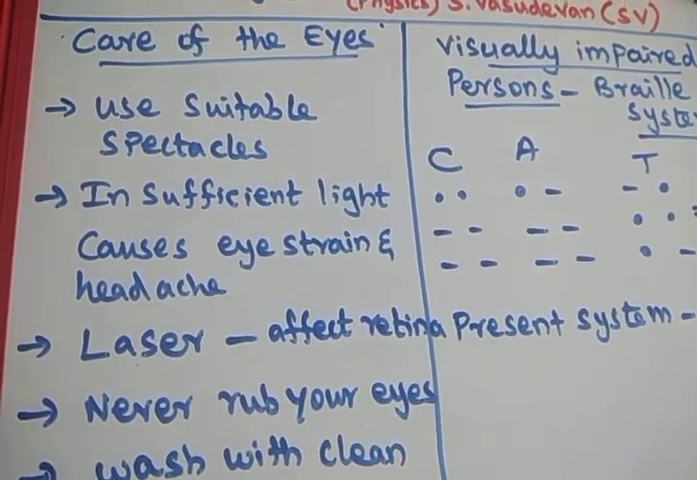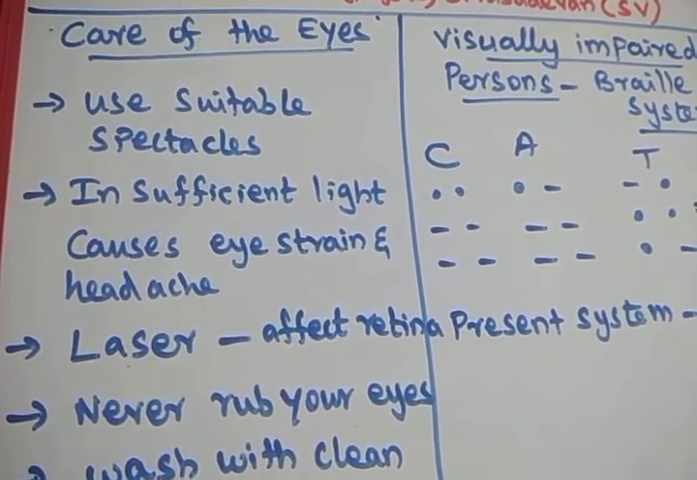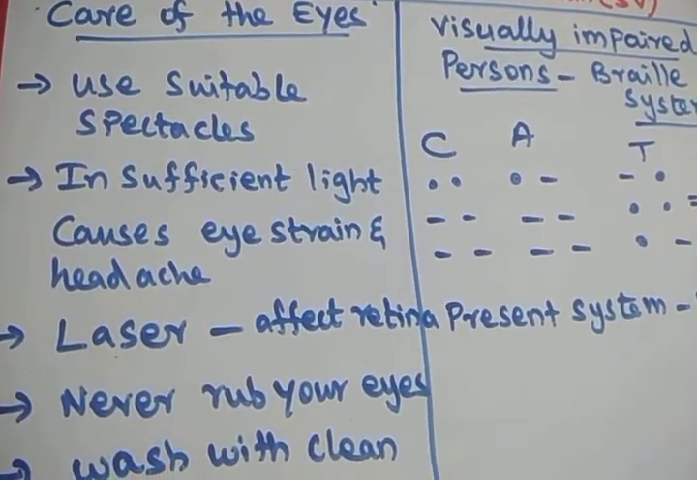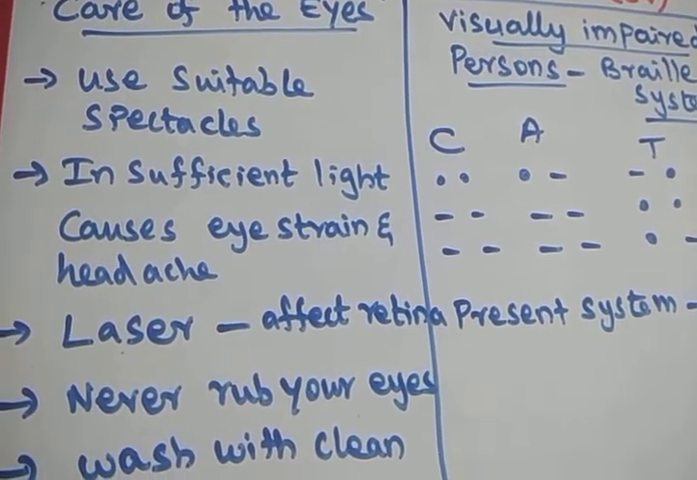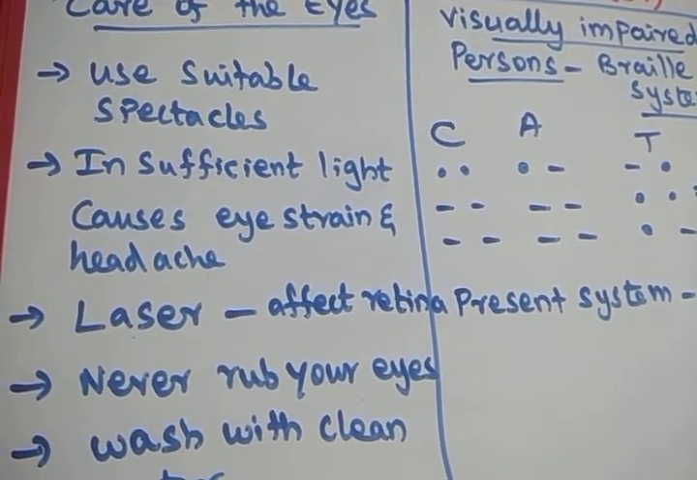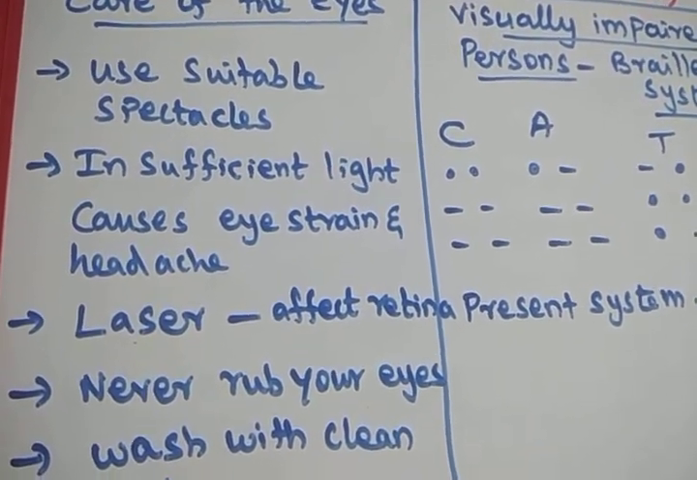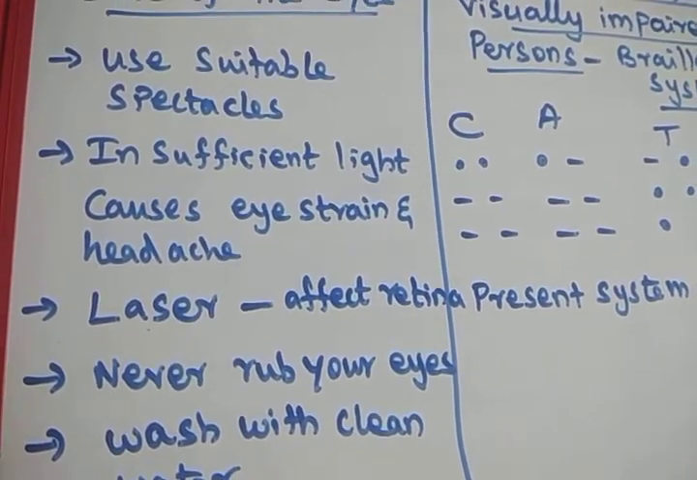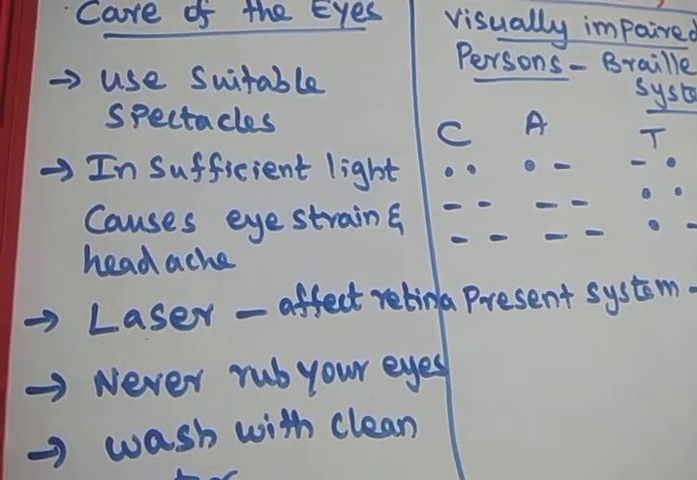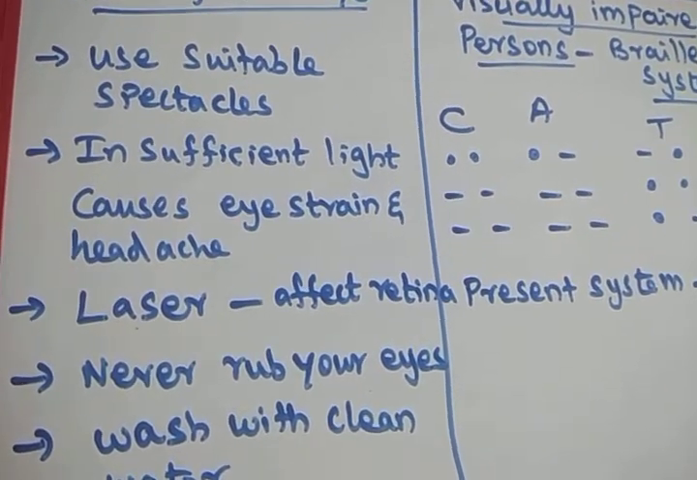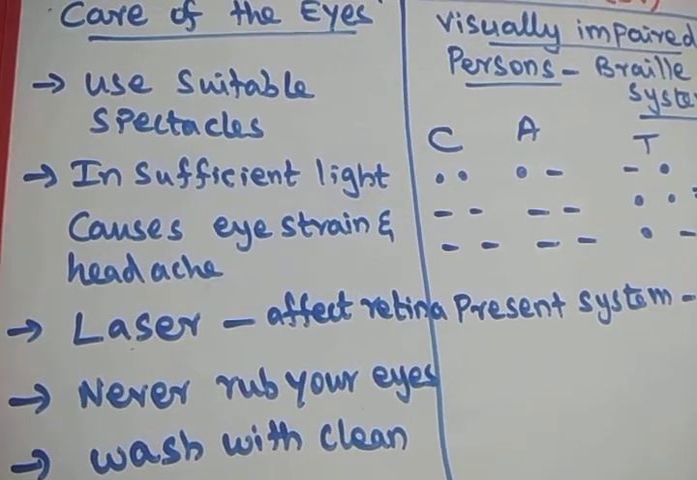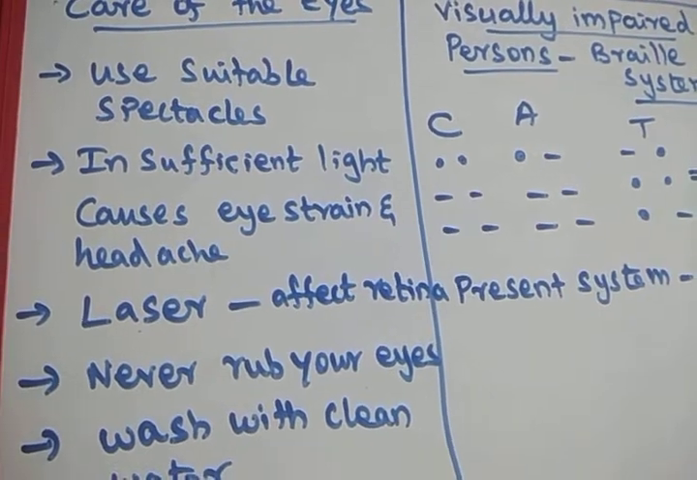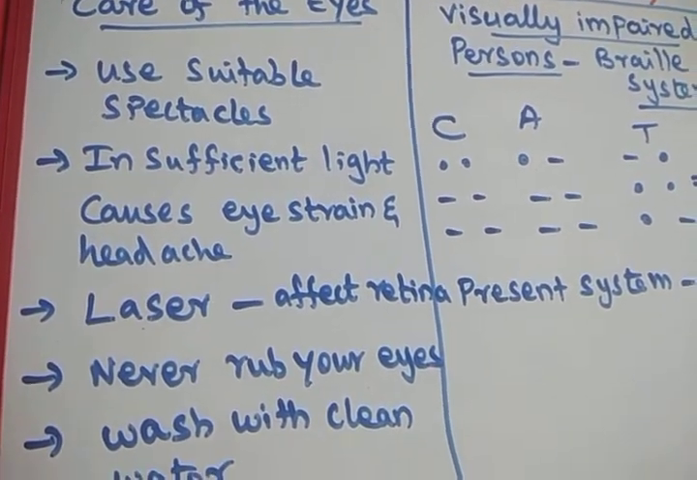And also, insufficient light, meaning a very small amount of light, or a large amount of light entering the eye, will cause eye strain and headache. That means don't read books in very little light. If the brightness is very low, we have to strain our eyes to read the words and sentences, so it will cause us a headache. Dear students, you have to read books only in bright sunlight or bright light. So you have to switch on the light, then only read the books.